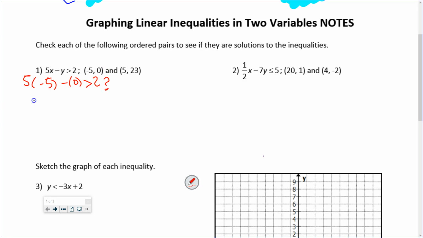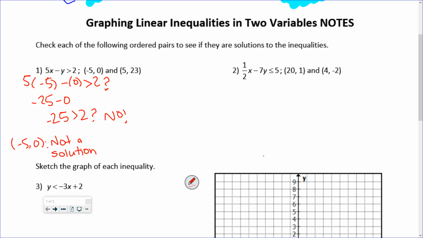Well, let's see. What is 5 times -5? Negative 25. And what is -25 minus 0? Negative 25. Is this value bigger than 2? No, it is not. So is (-5, 0) going to be a solution? No, it is not. (-5, 0) is not a solution.